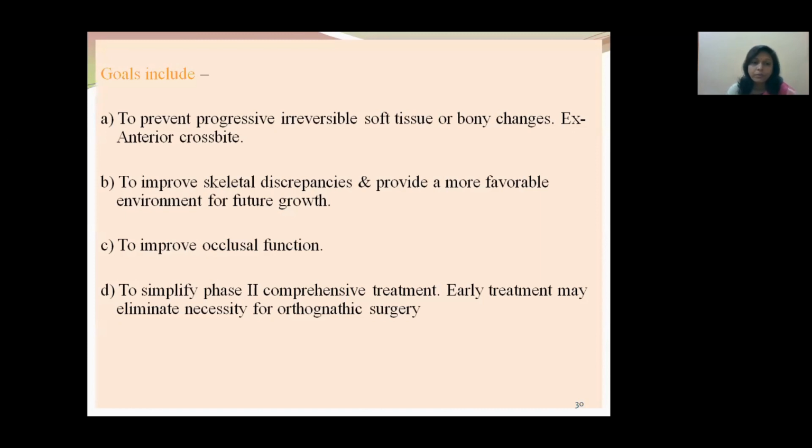The goals of this early interception include to prevent progressive, irreversible soft tissue or bony changes, to improve the skeletal discrepancies and provide a more favorable environment for future growth, to improve the occlusal function, and to simplify the phase 2 comprehensive treatment. Early treatment may eliminate the necessity for orthognathic surgery as well.